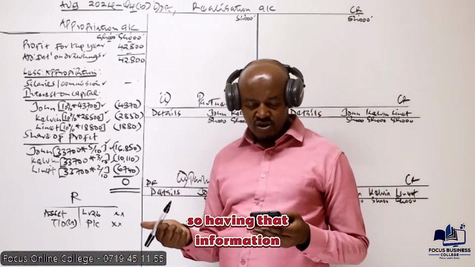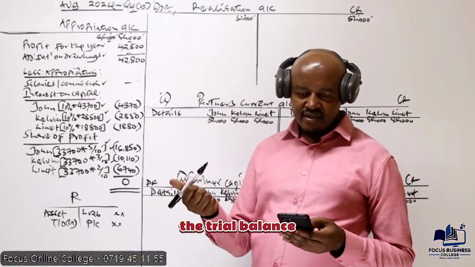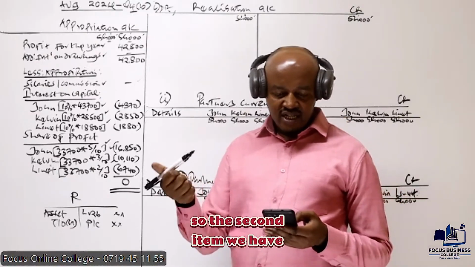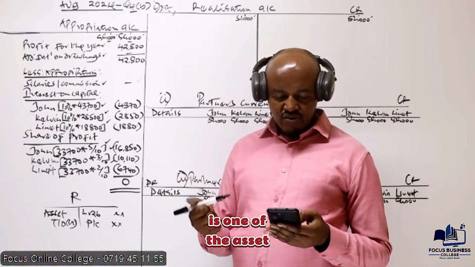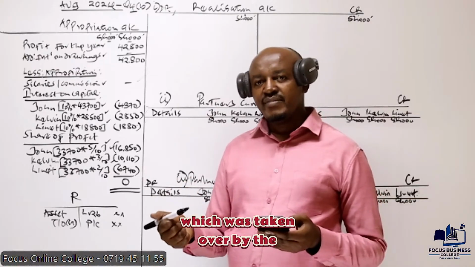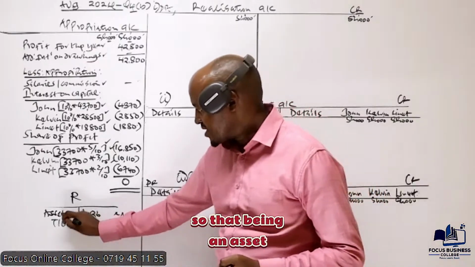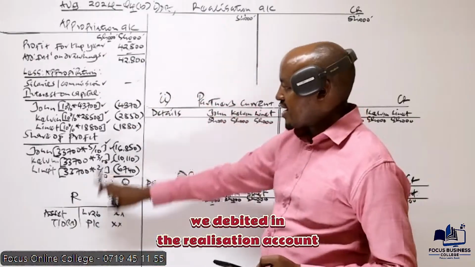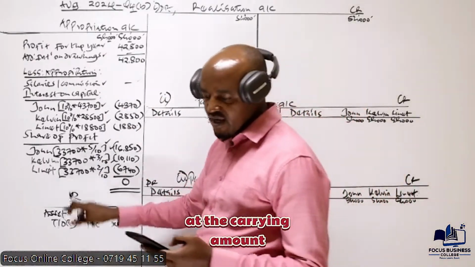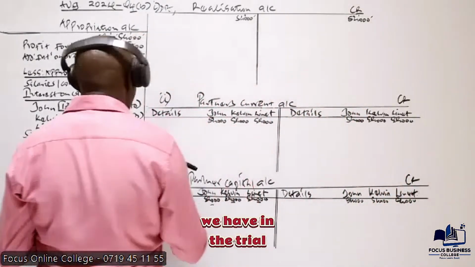So having that information now, we can go back to the trial balance, the second item. The second item we have there is inventory. Inventory, as per note number 4, is one of the assets which was taken over by the new company. So that being an asset taken over by the new company, we debit it in the realization account at the carrying amount. The carrying amount is the value we have in the trial balance.